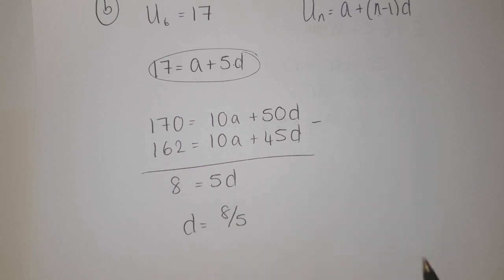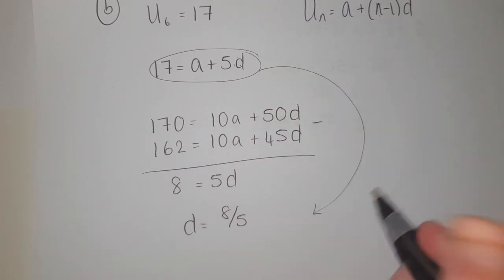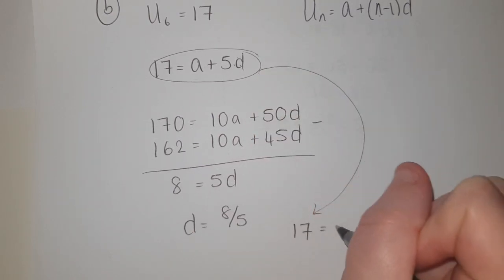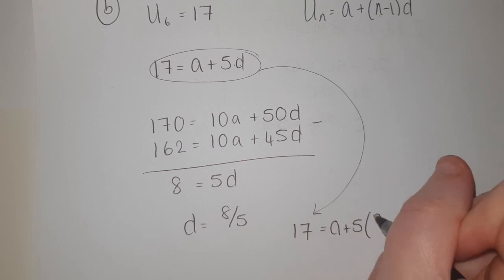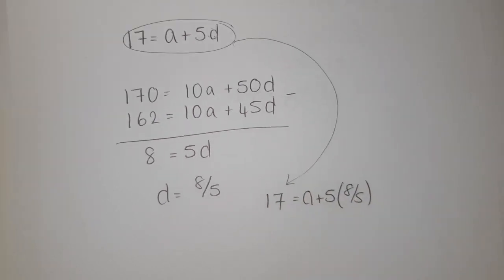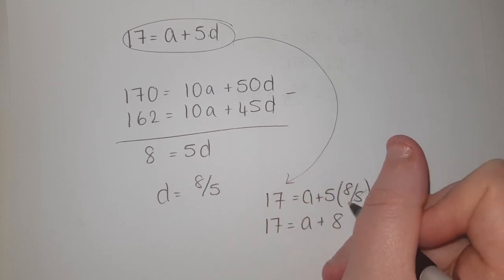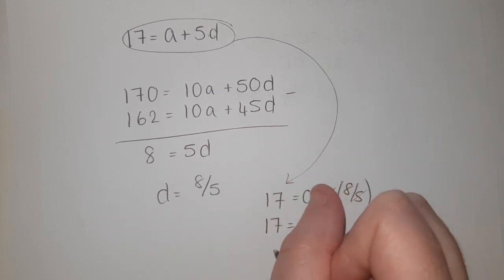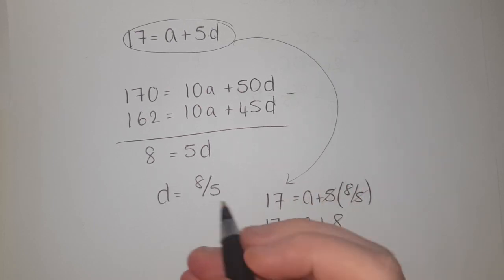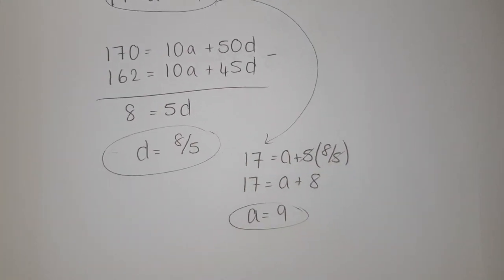And then all we're going to do is plug that back into one of our equations. I'm going to use this one. So I get 17 equals a plus 5 lots of 8 fifths. So that is 17 equals a plus 8, since the fifths are just going to cancel out with the 5. So a must be 9. And that's it. You've got your value of a and you've got your value of d.